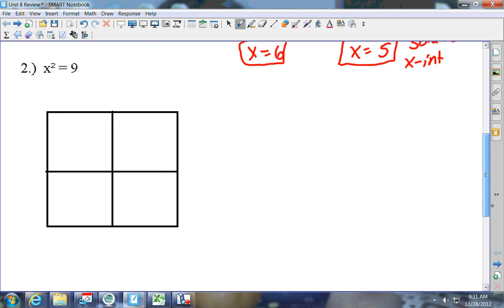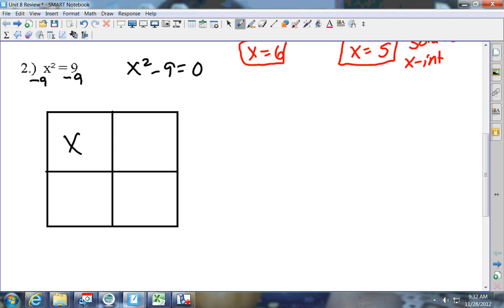Number 2. First off, we know that it should be set equal to 0. So I need to move that 9 to the other side. I subtract 9 from each side. I get x squared minus 9 equals 0.